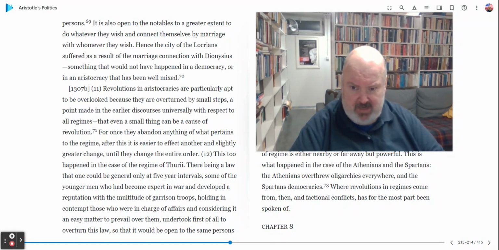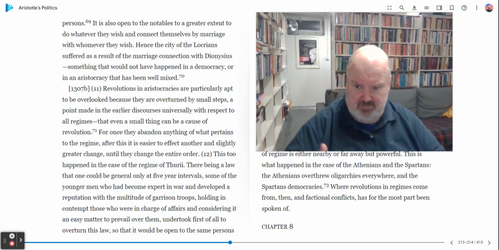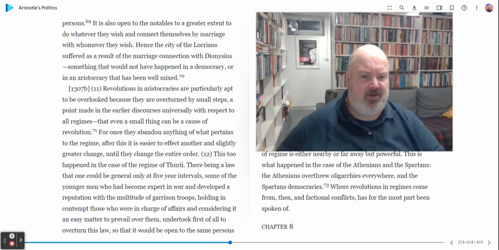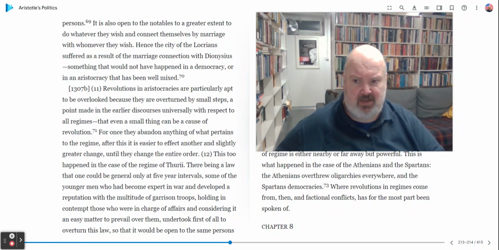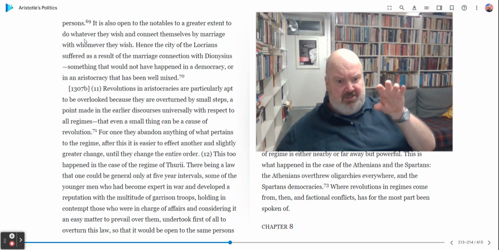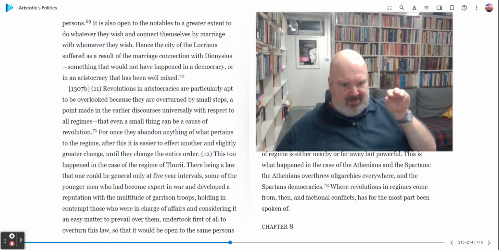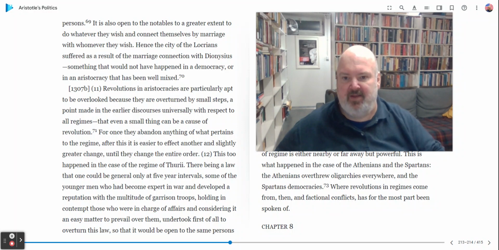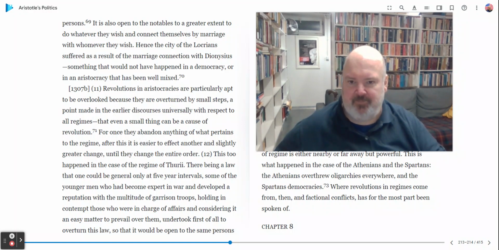So this oligarchy made themselves more closed. This is a good example of how the regime, because it fails to do this, becomes more strict. By associating itself with Dionysius, the family became powerful, and they made the regime more dynastic, right? It became tyrannical in character. And if this happened to be a democracy, or an aristocracy, this would never have been allowed.